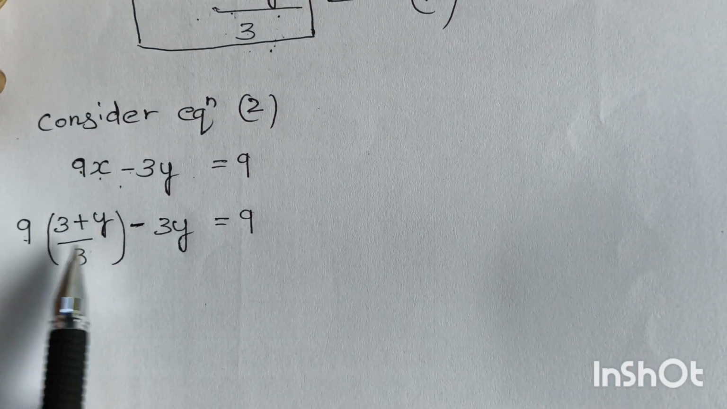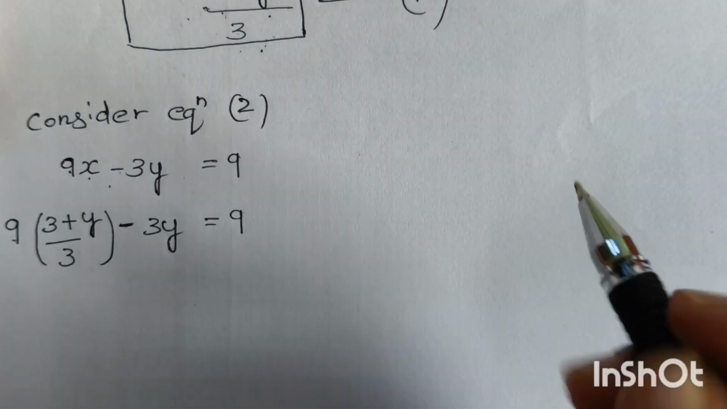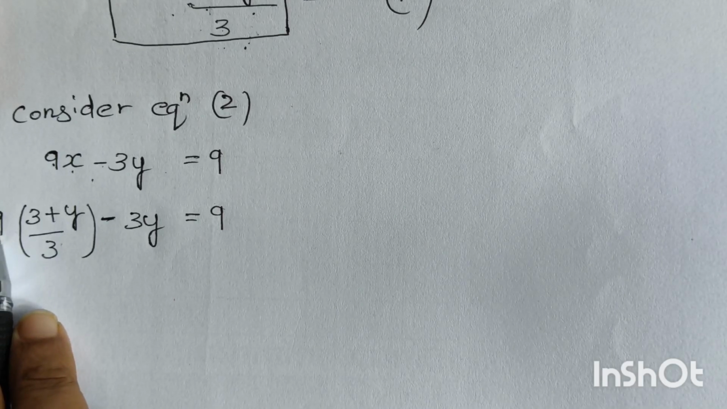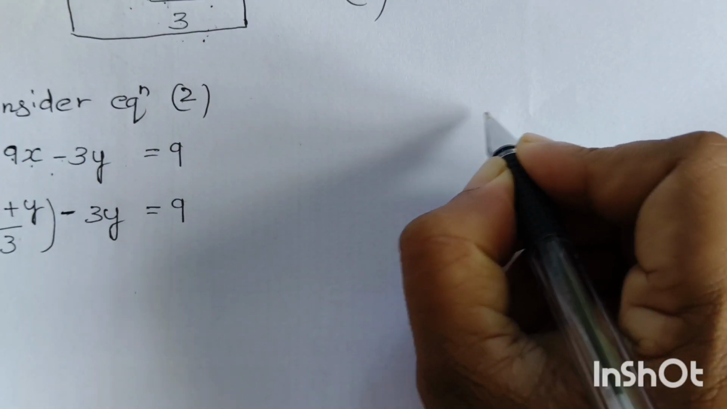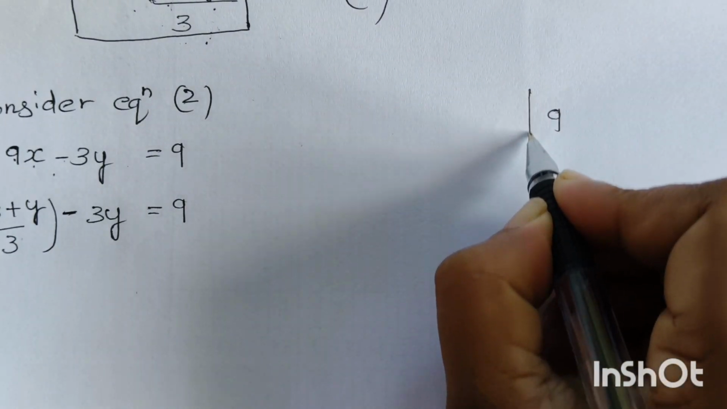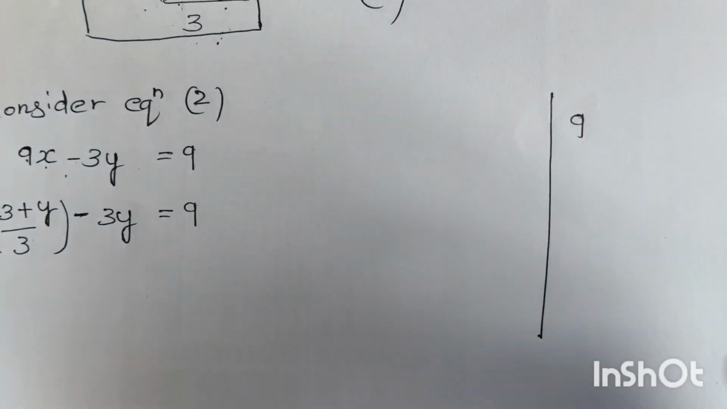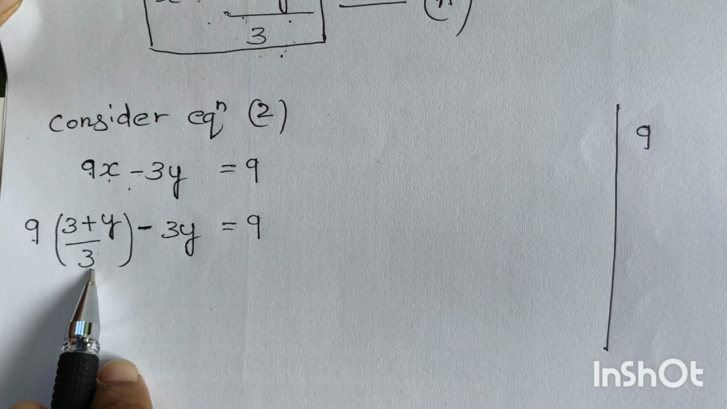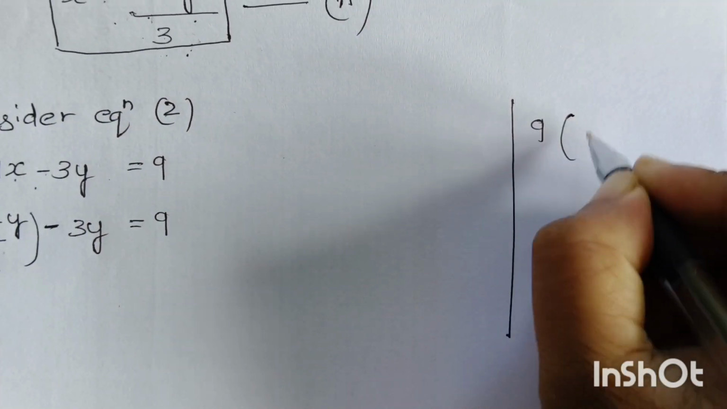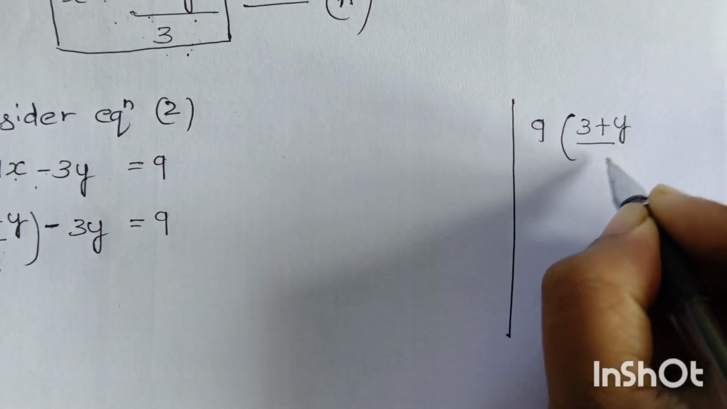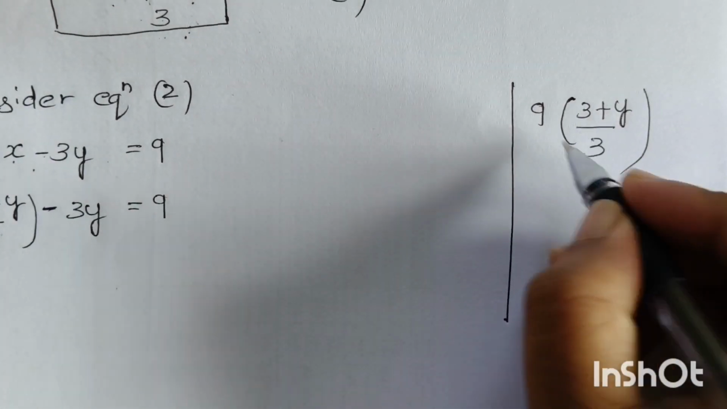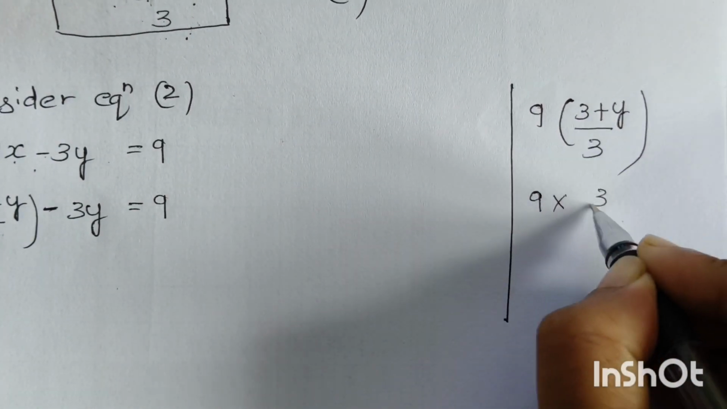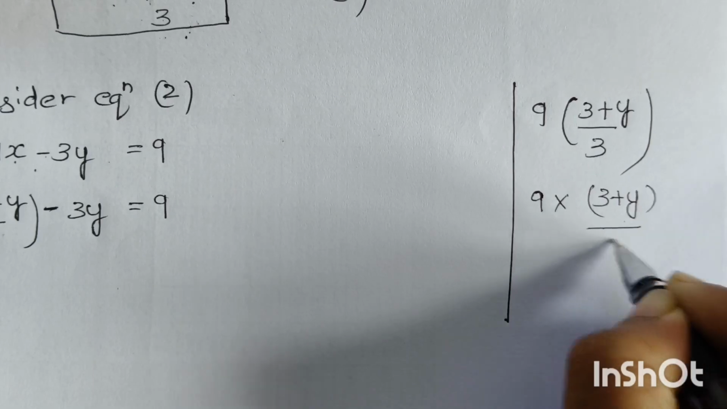Now, let us simplify this one here so that you can understand. See here, 9 into 3 plus y by 3. Let me do the working here, 9 into 3 plus y by 3. Since here it is into, the bracket is nothing but 3 plus y by 3.